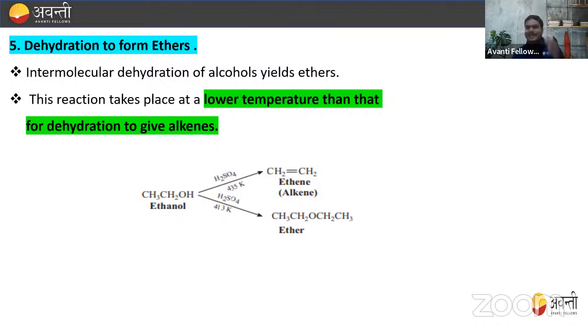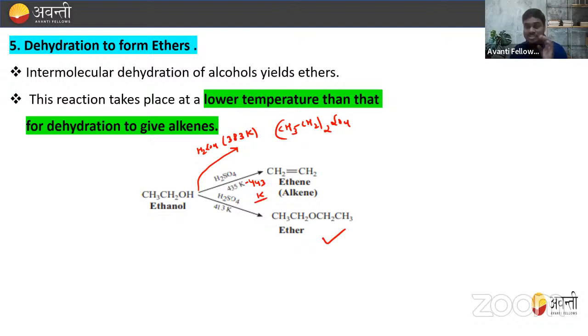So basically we have three reactions for ethanol with H2SO4. When we treat ethanol with H2SO4, we have three reactions. I have to add one more. At 383 Kelvin, diethyl sulfate will be formed. Similarly, at 413 Kelvin, ether will be formed, and at 443 Kelvin, alkene will be formed.